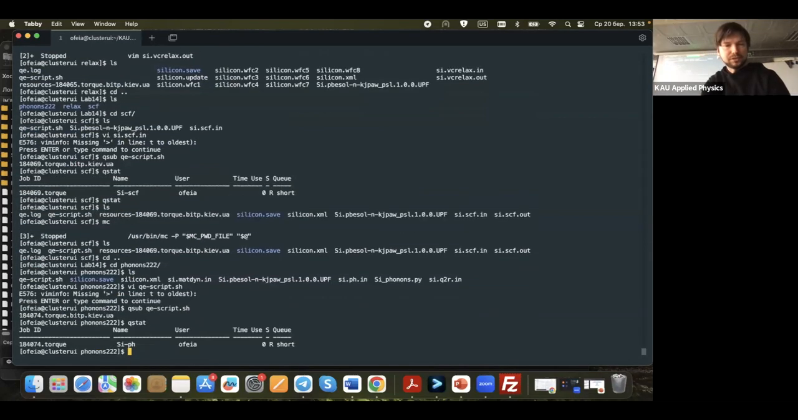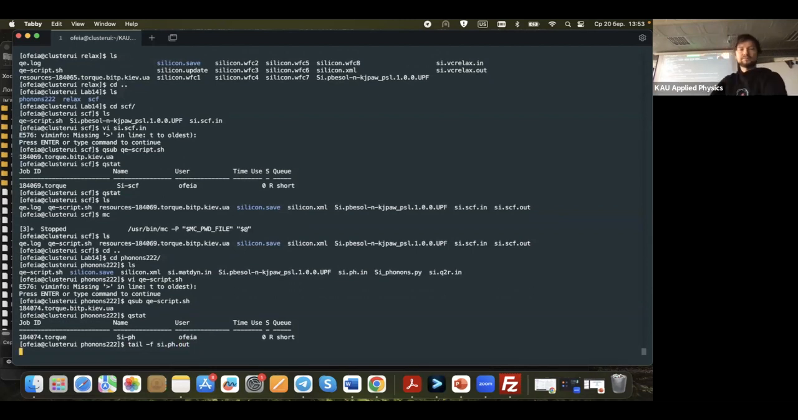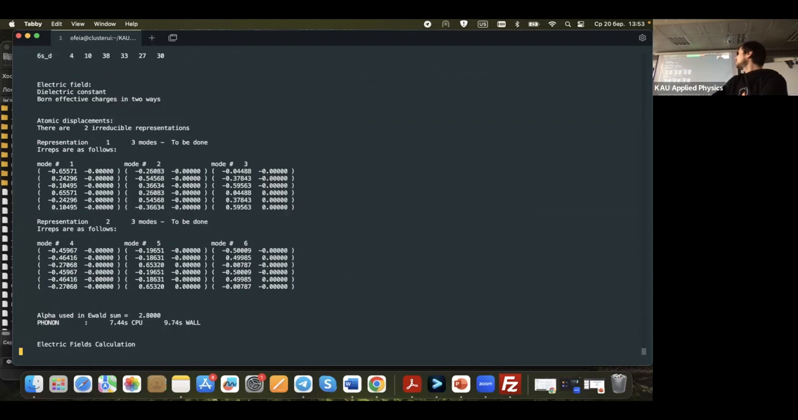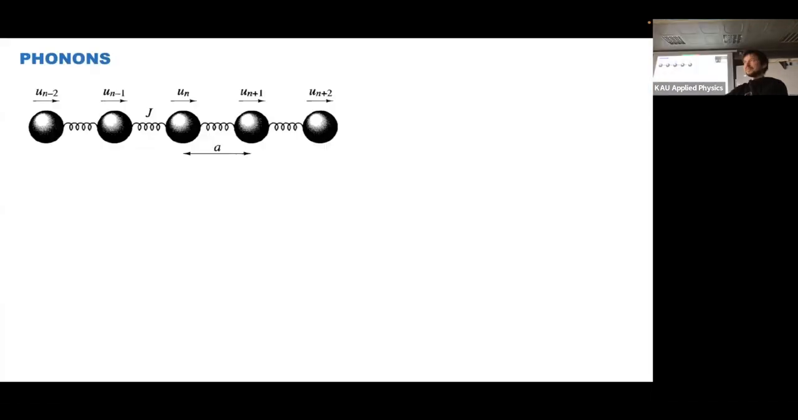So I've started it, and I just want to be sure that it works well, so I will check ph.out. You can also check it with tail -f. Yeah, it works. Representations, modes, here there will be a lot of new information, but we just have to wait until it is finished.